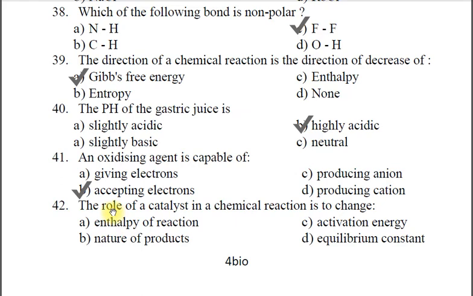Question number 42. The role of a catalyst in a chemical reaction is to change: A, enthalpy of reaction, B, nature of products, C, activation energy, D, equilibrium constant. And the correct option is, I hope you have guessed it because it is a very simple question. Yes, the correct answer is that it changes the activation energy. The catalyst increases the rate of reaction by lowering the activation energy.